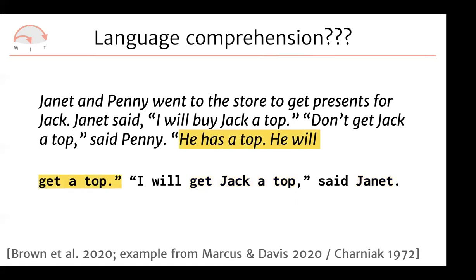But the other reason that this passage is interesting is that it's total nonsense, right? Penny says, don't get him a top, he has a top. And then she says he has a top, he will get a top. Janet says that she's going to get him a top, right? So you cannot imagine any situation in which people would actually say this sequence of sentences. And so we're in this wonderful state right now where things like this work remarkably well for 50% of phenomena and are just total garbage for the other 50% of phenomena.